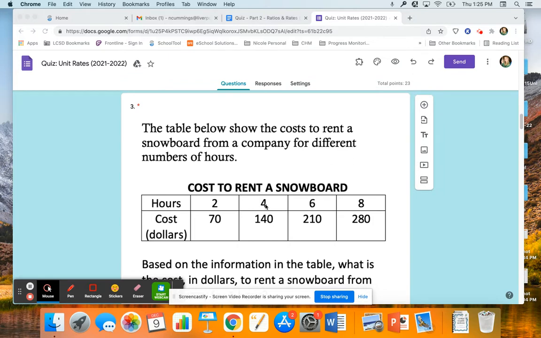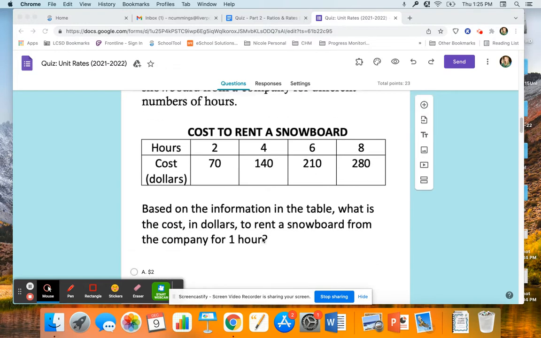The table below shows the costs to rent a snowboard from a company for different numbers of hours. Cost to rent a snowboard, here are the hours, and here are the costs in dollars. Based on the information in the table, what is the cost in dollars to rent a snowboard from the company for 1 hour? So you're looking for the cost per hour.